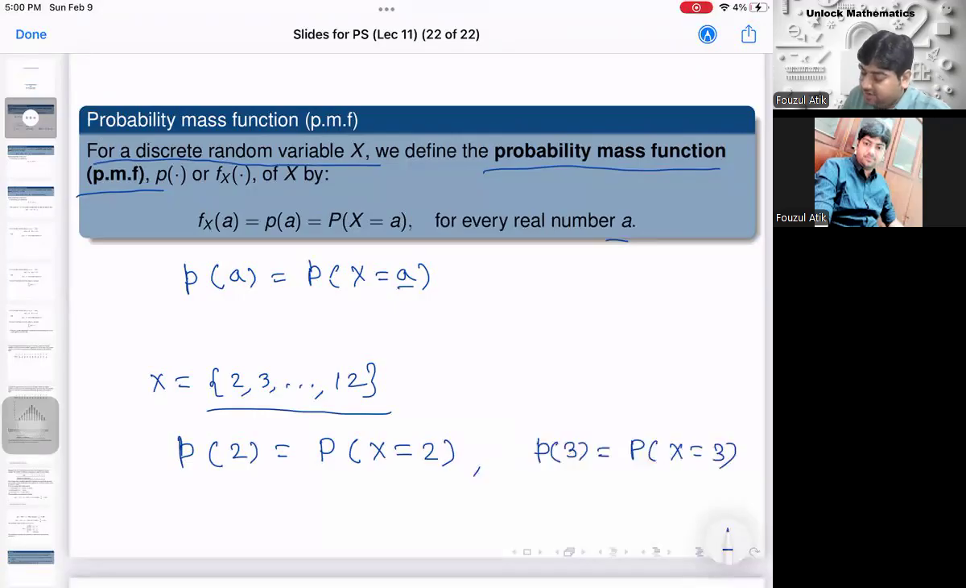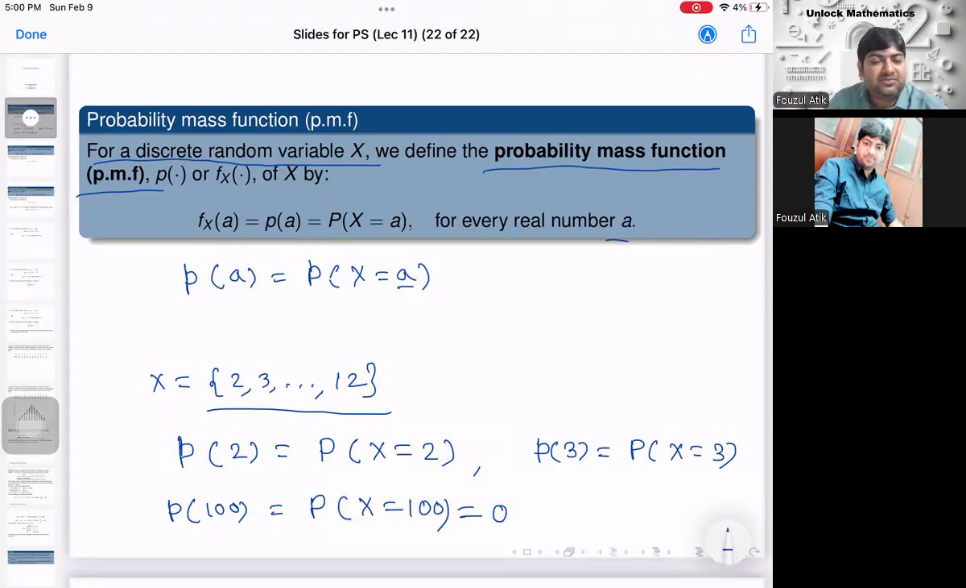Now we said this is for any real number, right? So I am taking some value, small p of 100. This is basically the probability of capital X equal to 100. This value is definitely 0. You do not have such cases. So the probability is 0, right?